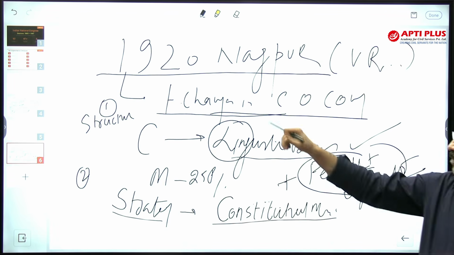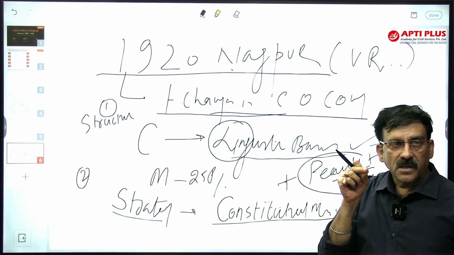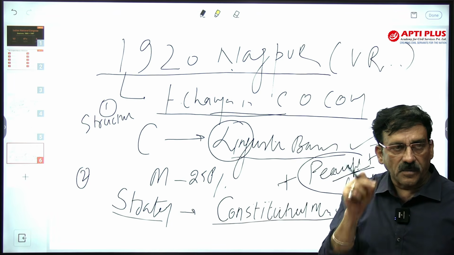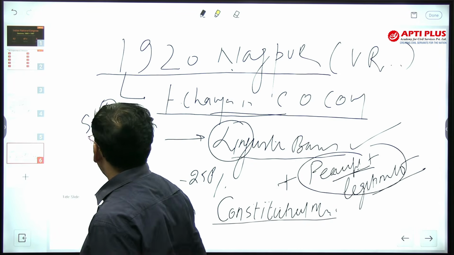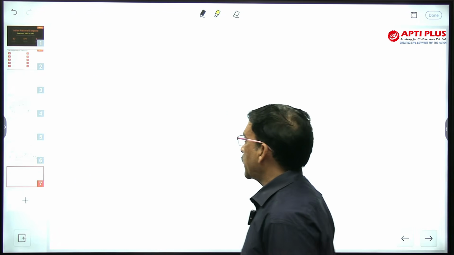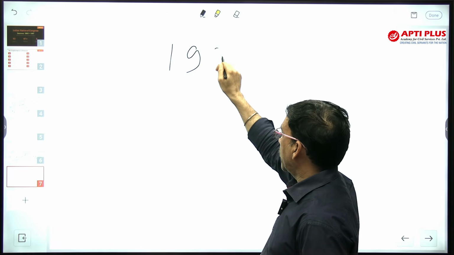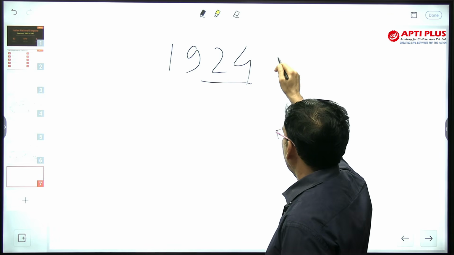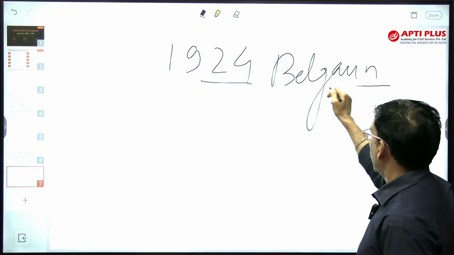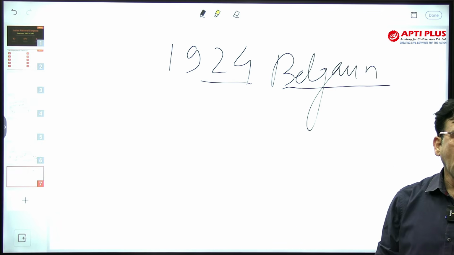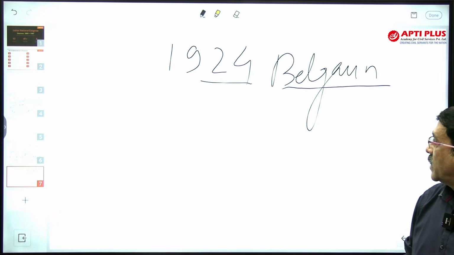Hence we can say from 1920 in Nagpur, Congress can be called as truly a national political party. Keep in your mind. Now coming to the next important historic session which will change the course of history. After 1920, the next historic session in the history of Congress is 1924, Belgaum. Here you will come to know how Gandhi's charisma is driving the Congress.